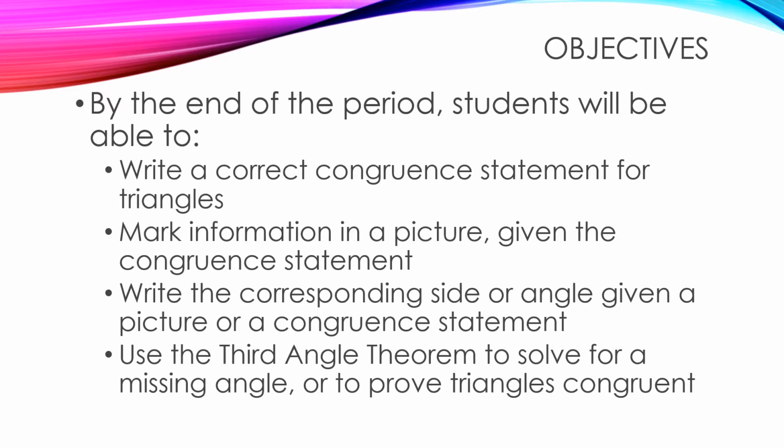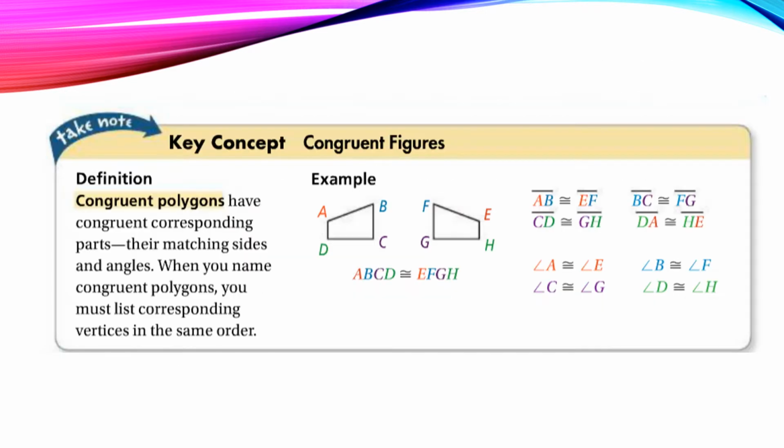triangles, mark information in a picture given the congruent statement, write the corresponding side or angle given a picture or a congruent statement, and then use the third angle theorem to solve for a missing angle or to prove that triangles are congruent. So, congruent polygons have congruent corresponding parts. They're matching sides and angles.